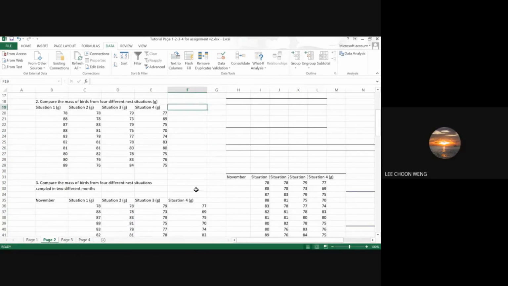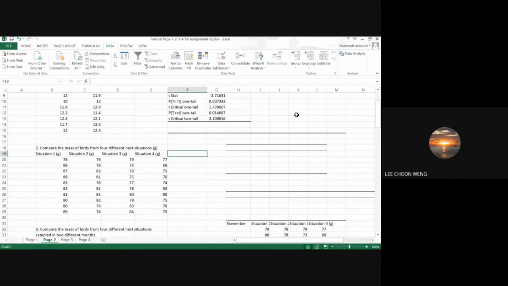Next, here, compare the mass of birds from 4 different nest situations. So 4, so more than 2. So what must you do? You have to do ANOVA, analysis of variance. So let's check it out.